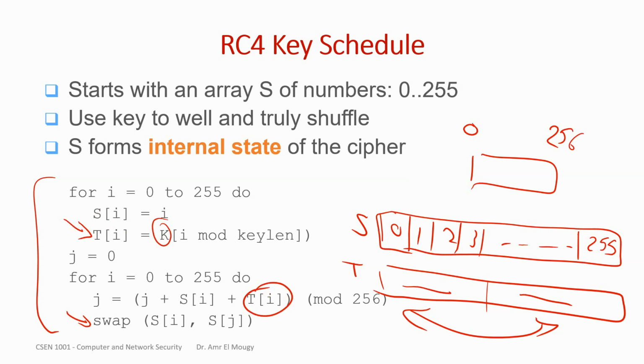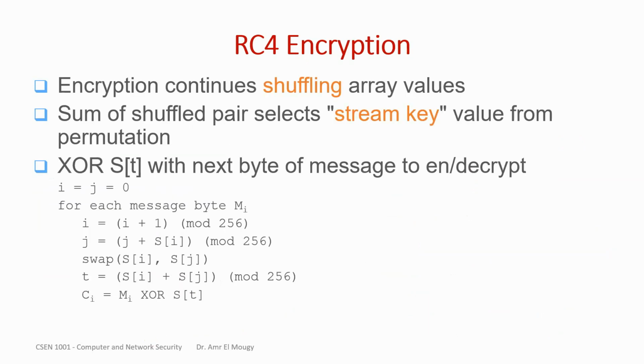So you repeat these two steps. In every step, you swap S[i] and S[j]. So you swap two positions in the array S, and the swap depends on the value of the key. The result of this stage is that you have a permuted array S. Then if you want to encrypt, basically what you do is you take one value of the array S.